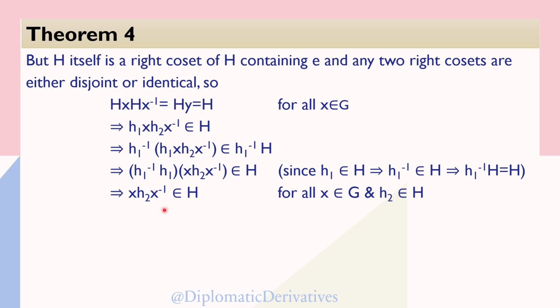What is this? This is the condition of a normal subgroup, right? That x h2 x inverse is an element of H for all h2 an element of H. So the condition for a normal subgroup is proven. Therefore, H is a normal subgroup of G.